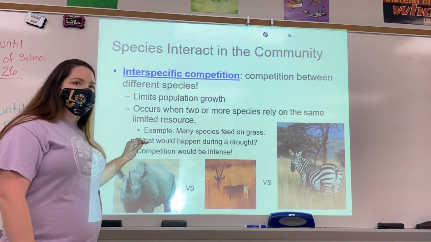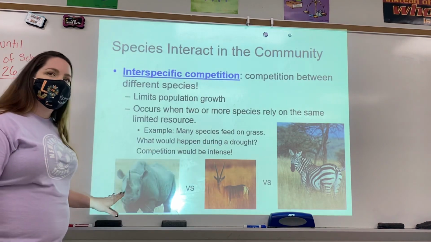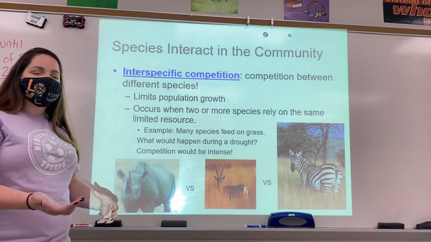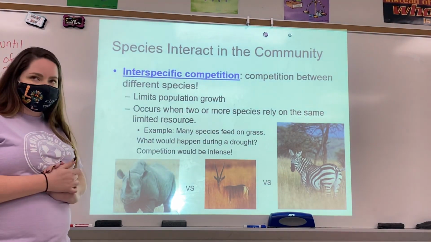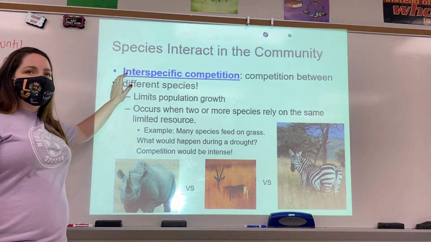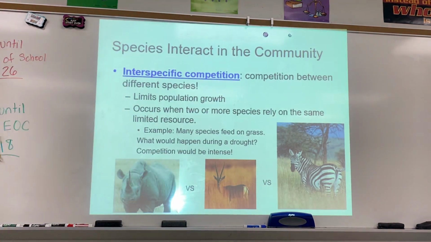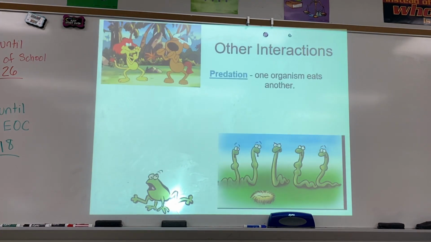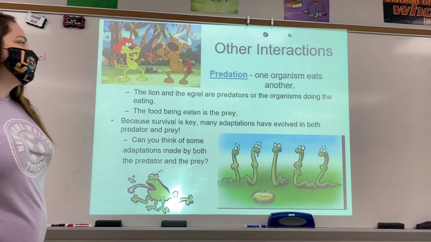So when there is a drought, how do these different species interact with each other and compete with each other for that food source? Especially if that food source is greatly diminishing because there's no more water. Okay? So that is interspecific competition or interspecies competition. But you have the competition between multiple species within a community. So yes. So some other interactions that we have between species. One of them being one that you are very familiar with, which is called predation.